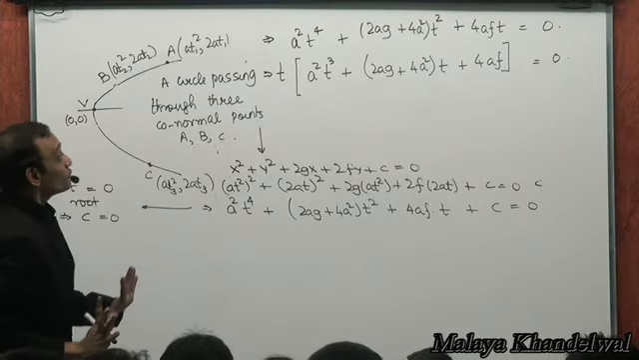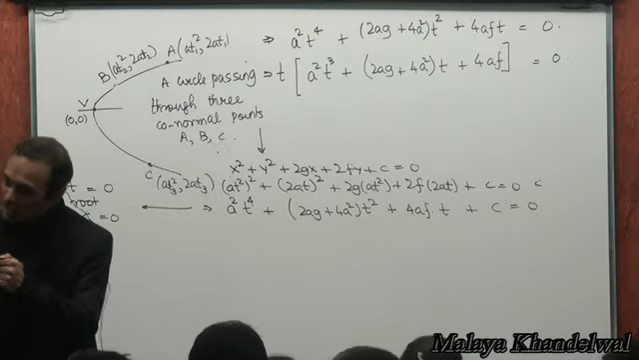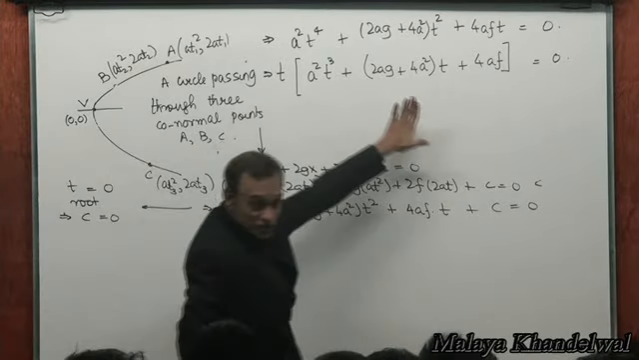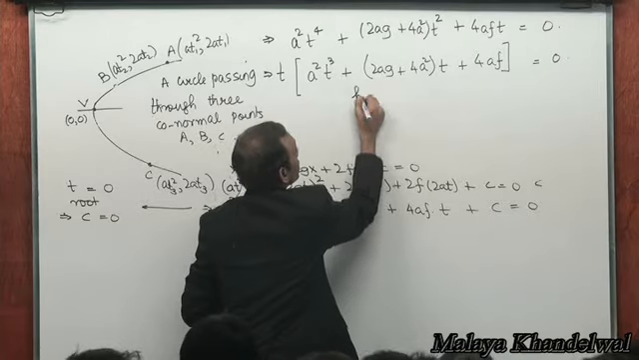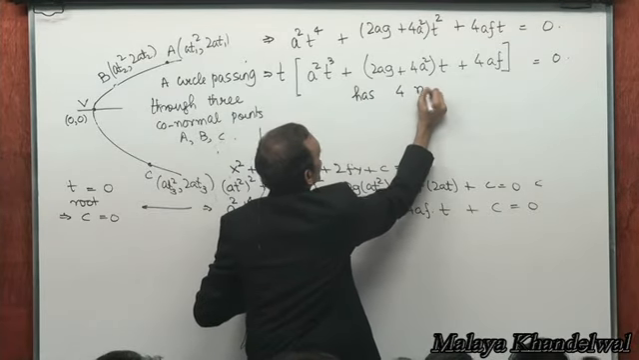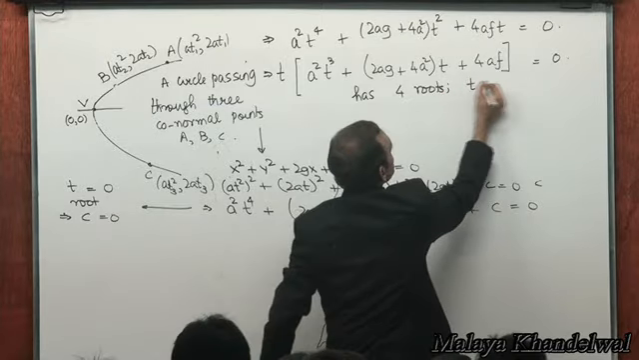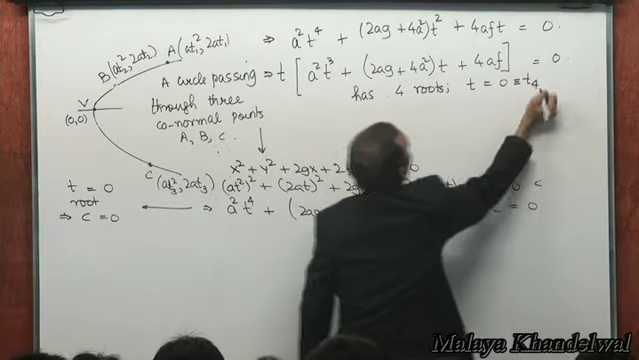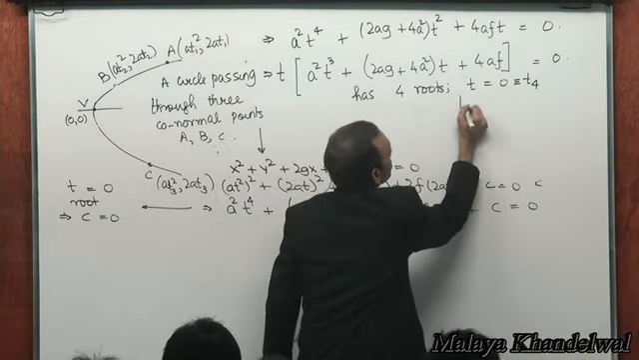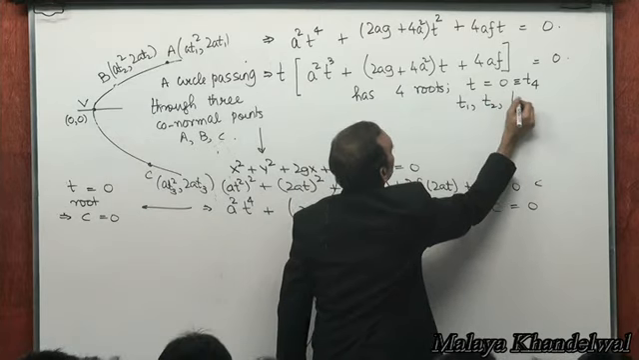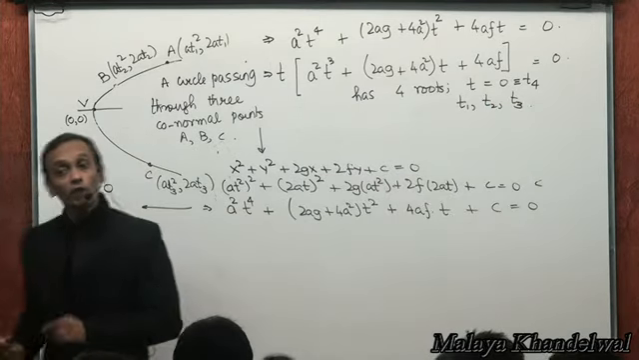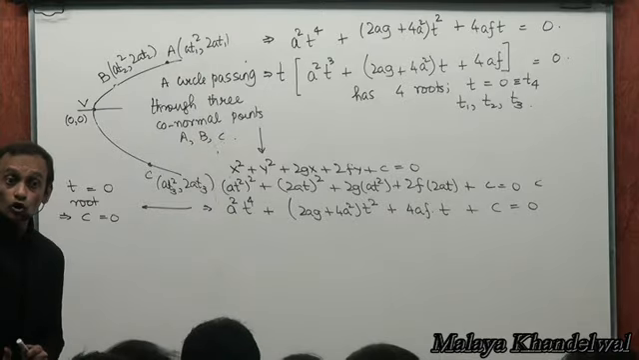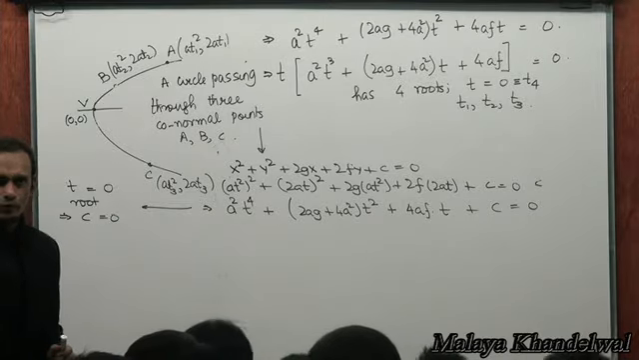Yes or no? Now, this actually has 4 roots. One is t equal to 0, the other 3 are t1, t2, t3, right? This equation has 4 roots. What are the 4 roots? One is t equal to 0, which we designated as t4. The other 3 roots are t1, t2, t3, which are the feet of the 3 conormal points drawn from HK to the parabola.